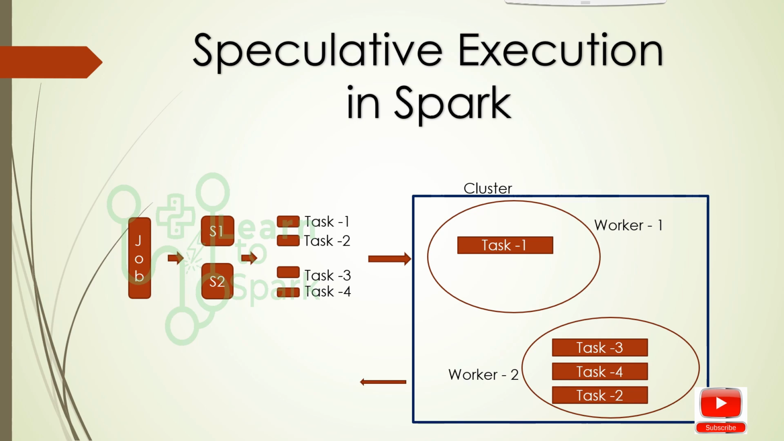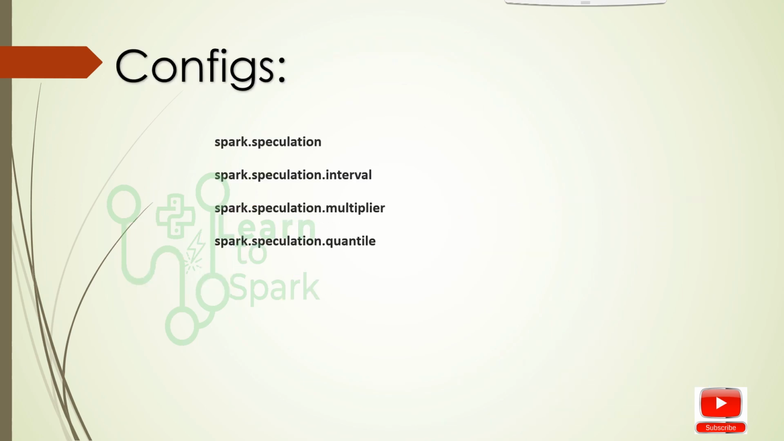Let us see what are the configurations that are required for speculative execution. These configurations can be done through a config file in Spark, or while submitting a job we can use the spark-submit command and give these parameters to be set. The first parameter is spark.speculation. This has a value of either true or false. By default Spark has speculative execution as false. We have to enable it as true if we need it.